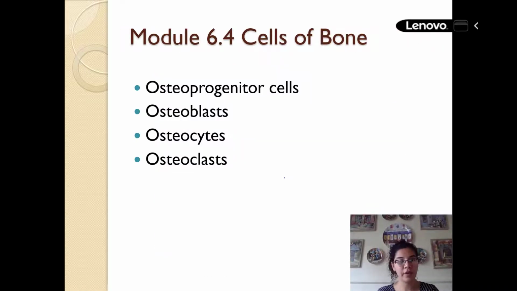Module 6.4, cells of bones. We know of osteocytes. Osteocytes reside in lacunae and maintain bone, but there are other cells. Cells make up 2 to 3% of bone tissue. These cells include osteoprogenitor cells, osteoblasts, osteocytes, which we know of, and osteoclasts.